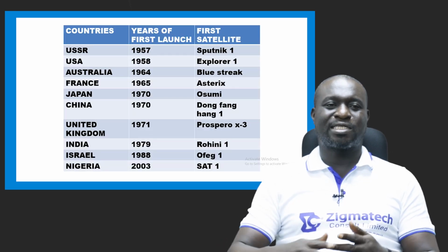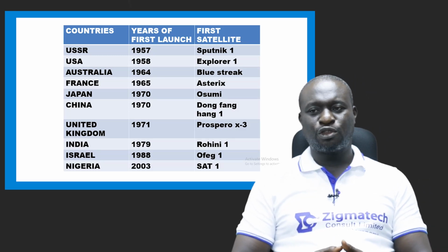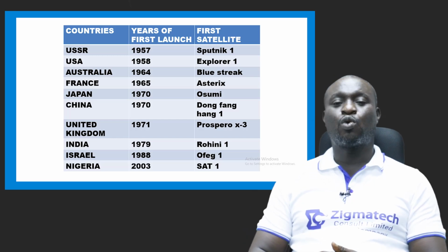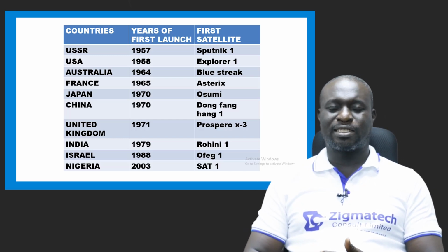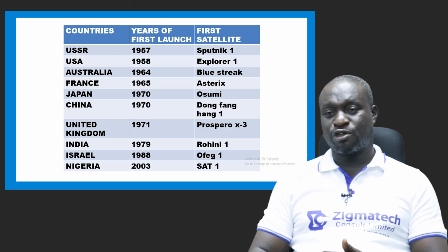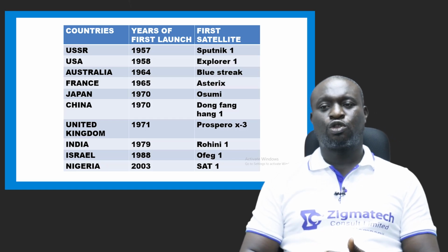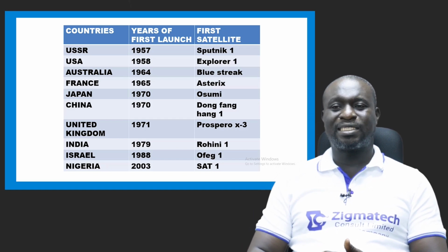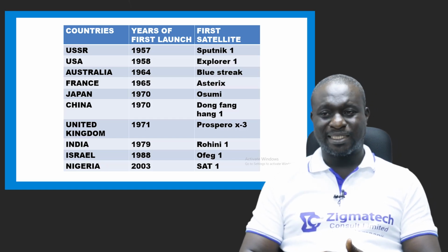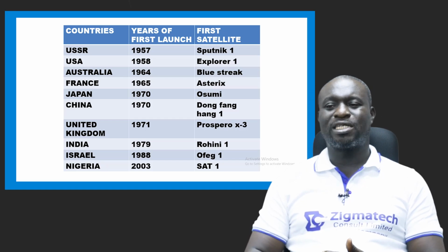We also have several examples of countries. We have years of first launch. We're also going to be looking at their first satellite. The first one on the list is USSR, right? Now, USSR actually were the first to launch a satellite. They were the first to launch a satellite, and they did it in the year 1957. And the name of the first satellite is the Sputnik 1.